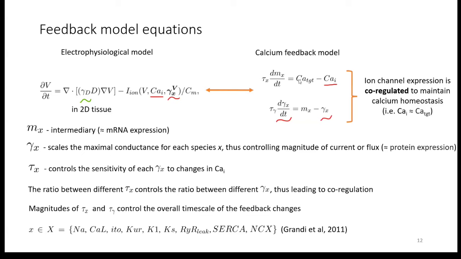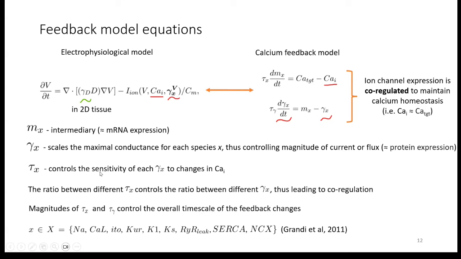So you have the intracellular calcium target, which is the set point of the regulatory network. Intracellular calcium is that value that oscillates with the beats. And that's going to translate into an intermediary that's equivalent to mRNA expression. And that's going to go again to this gamma that scales the maximal conductance for each channel species X. So that's going to control the maximum amount of current flowing across the membrane. It's basically equivalent to how many of those channels you have on the membrane.